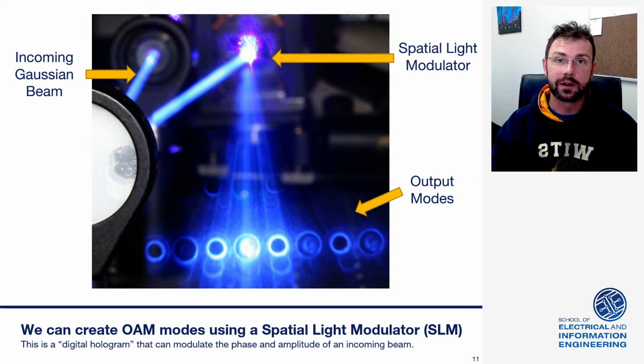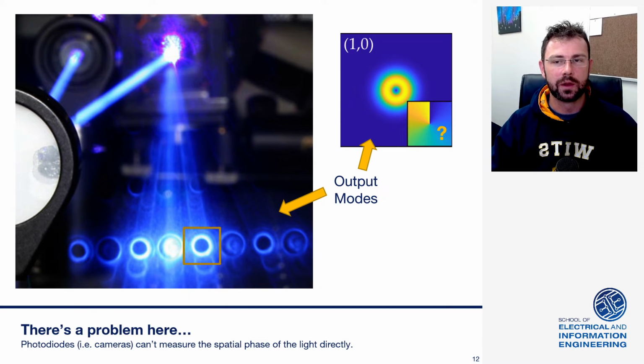Generally, we create OAM modes using something called a spatial light modulator, or SLM. This is basically just a digital hologram that can modulate the phase and amplitude of an incoming beam. So if we had an incoming Gaussian beam, we reflect it off the spatial light modulator. What you get would obviously be the 0 order, which is just the reflection with a bit of noise on it. And then we have a bunch of orders. We program the hologram so that in this first order, we have the mode that we're looking for.